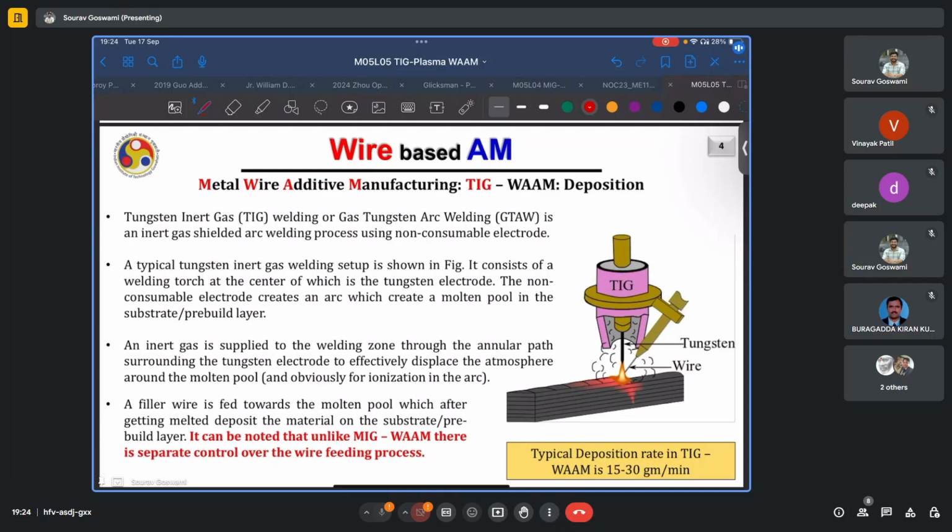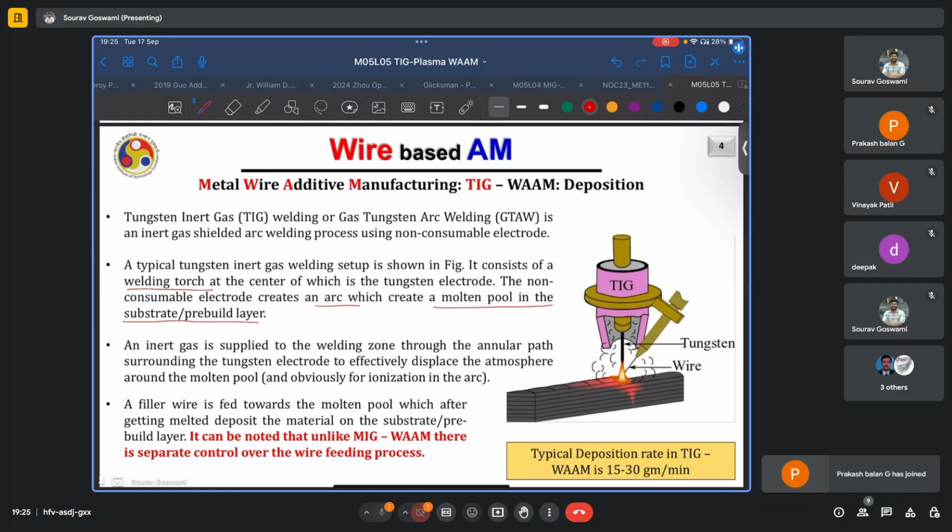A typical tungsten inert gas welding setup would consist of a welding torch, at the center of which is the tungsten electrode. This is a non-consumable type of electrode. So in this case, we would want most of the energy to be liberated on the workpiece side, which would imply that typically we would want to work with either an AC power source, or with a DCEN or direct current electrode negative setup. The non-consumable electrode creates an arc, which creates a molten pool in the substrate or the pre-built layer.